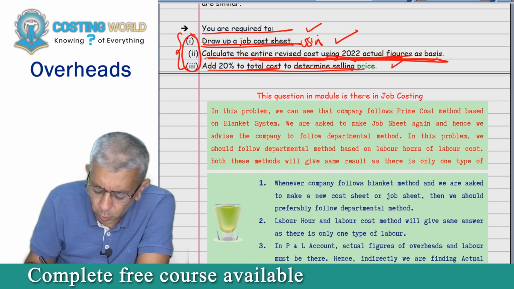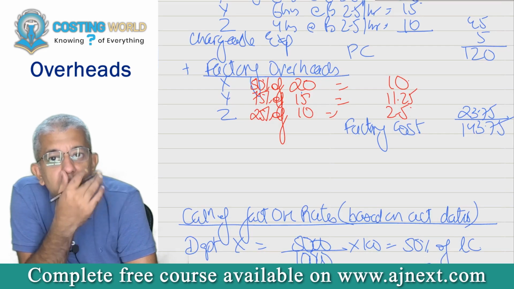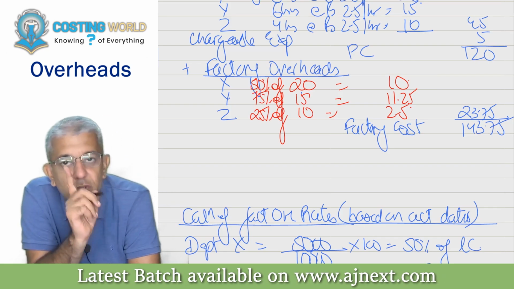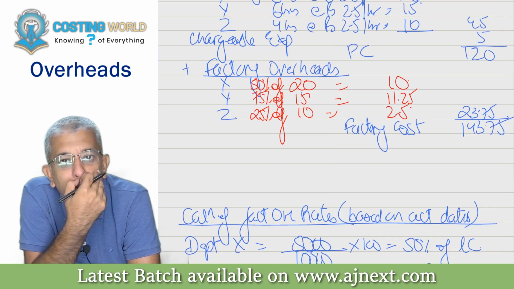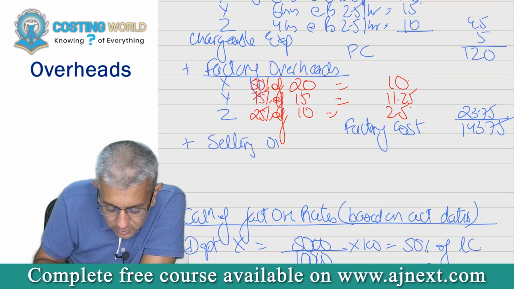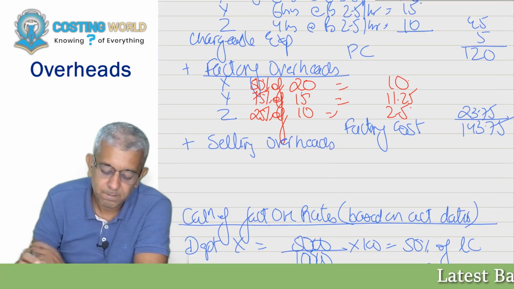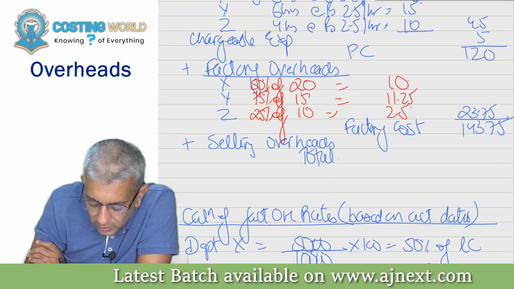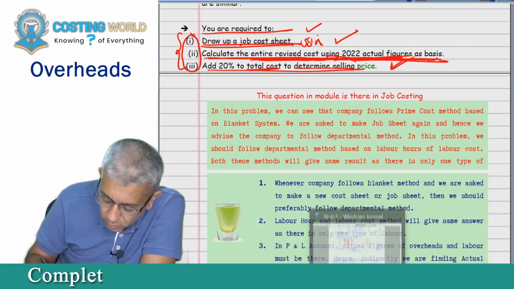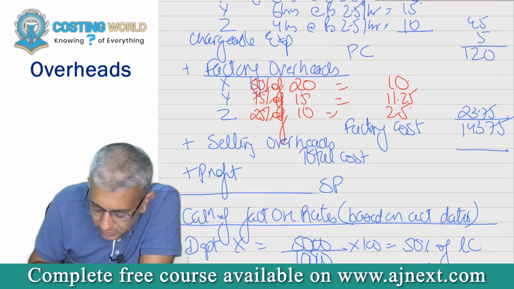And add 20% to total cost. You will understand, this figure till now is not your total cost, because over here we have only charged factory overheads. There is one other cost which is still pending. Yes, sir. Okay, so write down: add selling overheads. Once this is done, you will arrive at total cost. And in the last part, add 20% to the total cost to determine the selling price. Add profit, get selling price.